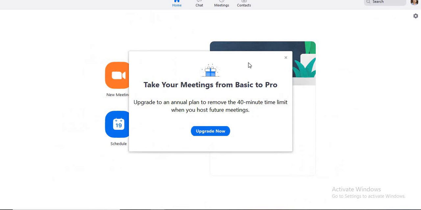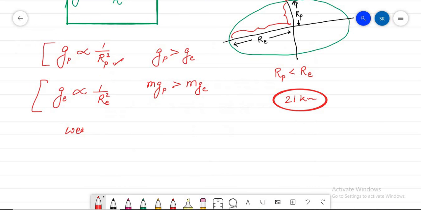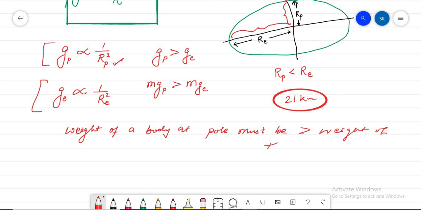One thing becomes clear. It is clear that the weight of a body at the pole must be greater than the weight of the body at the equator.